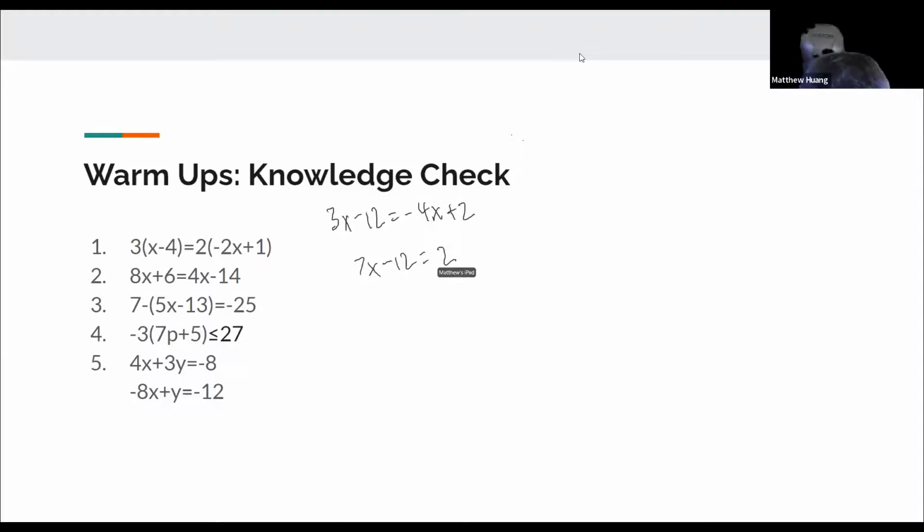Now to isolate the variable, we can move the negative 12 over to the other side by adding 12 to both sides. That turns into 7x is equal to 14. And then lastly, we can divide by the coefficient, which is just the number in the front, the 7, so it turns into x is equal to 2. That's the first problem. Are there any questions?